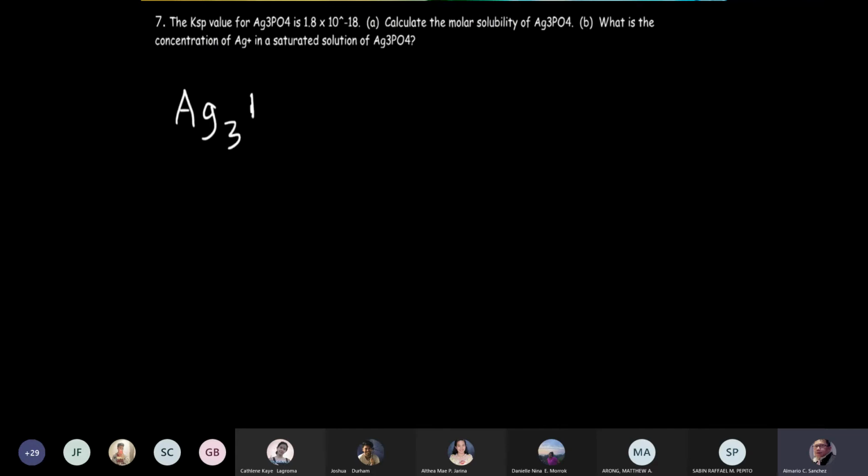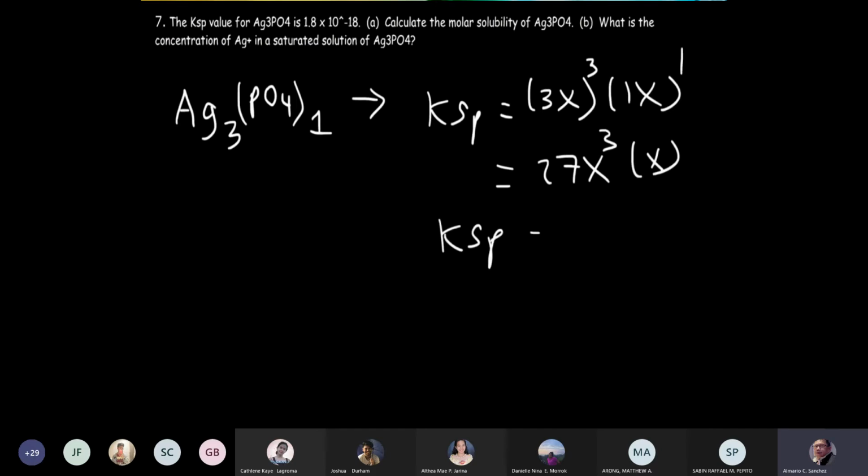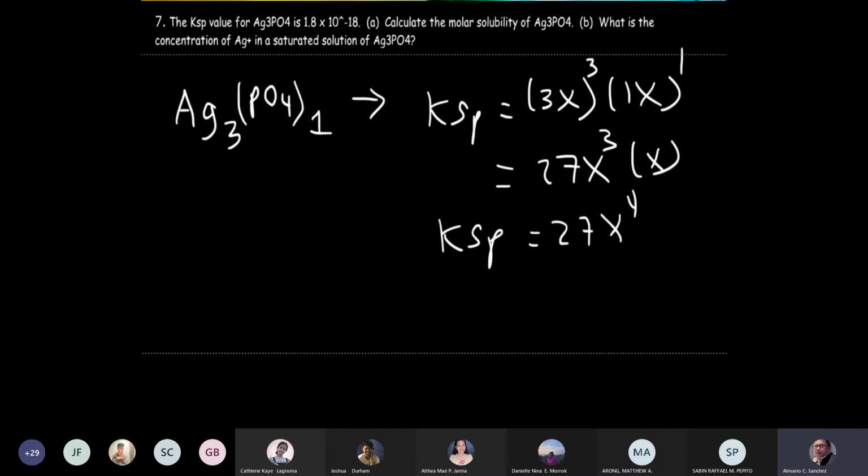So for this example, we had Ag3PO4. The subscript for PO4 is a 1 because nothing was there. So the Ksp is going to be, for Ag, 3x raised to the third power, and for phosphate, 1x raised to the first power. And so this is going to be 27x cubed multiplied by x. And so that's how we got the expression Ksp is 27x to the fourth. So now let's go ahead and finish this problem.